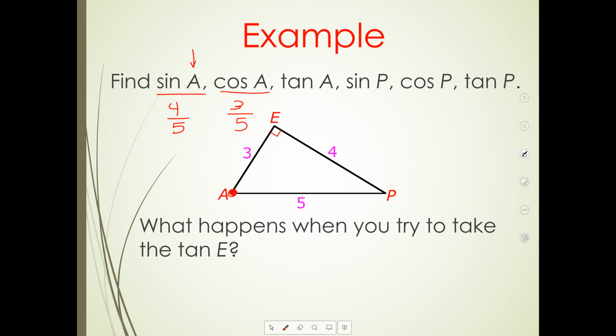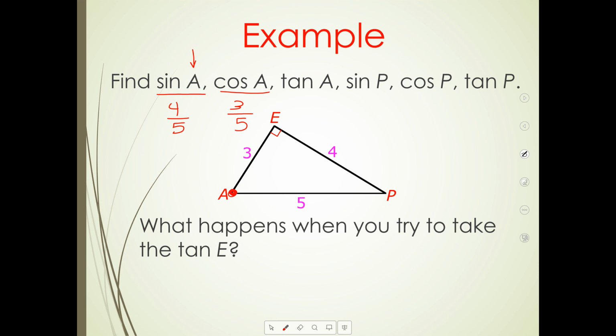Which one's the side opposite? 4. Good. And which one's adjacent? 3. Bingo. Now, that's the hard part. Then, if you look at your definition of sine, sine is defined as the opposite side, 4, over the hypotenuse, which is 5.